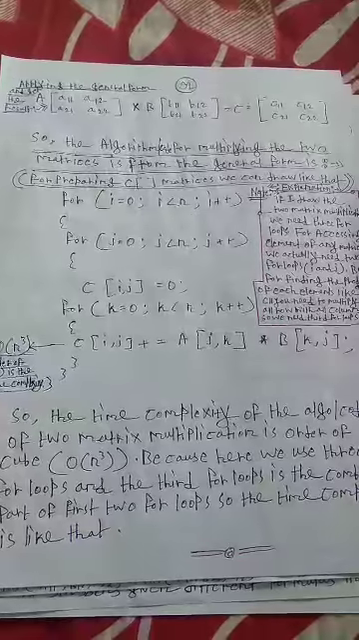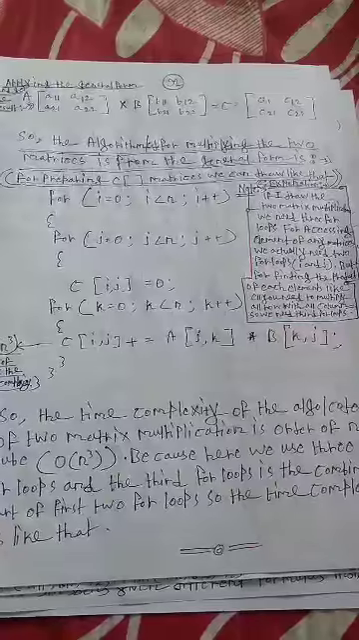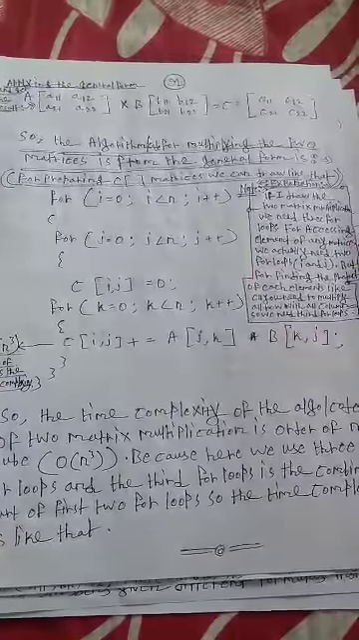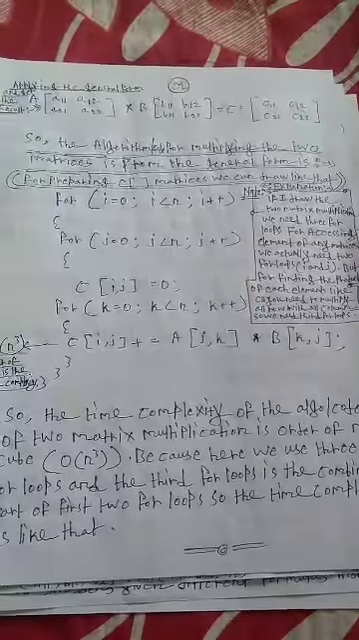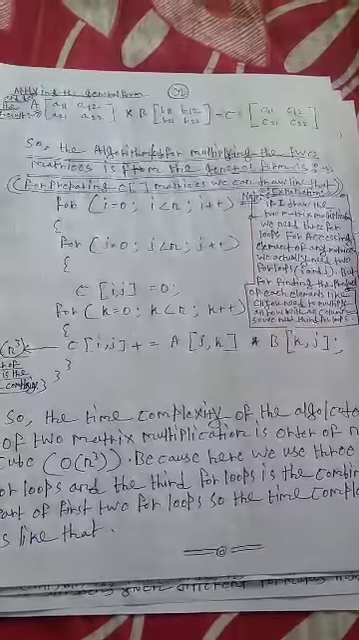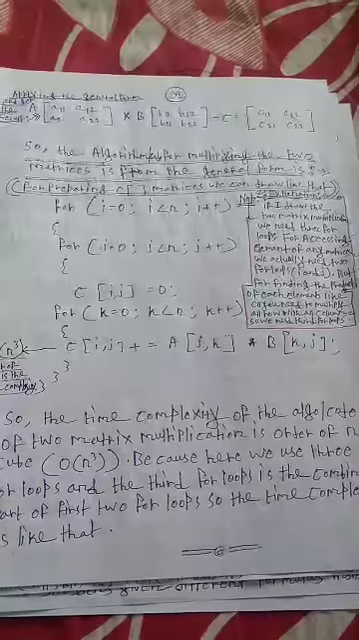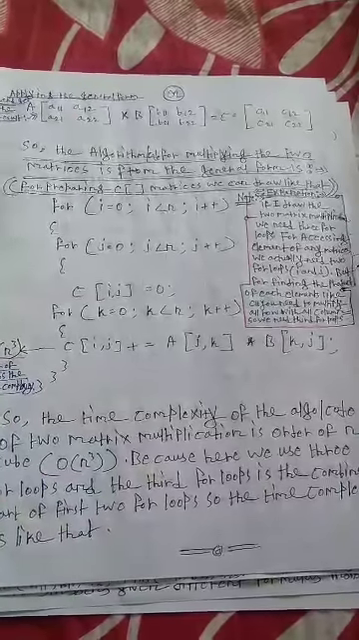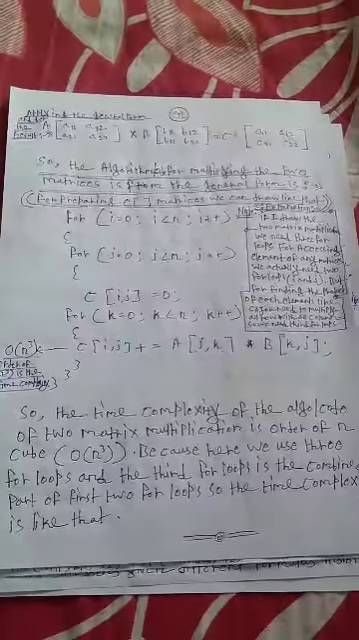So the algorithm for multiplying two matrices from the general form is as follows. For preparing the C matrix, three for loops will be taken. One starts from i equals 0, i less than n, i plus plus, and another is j equals 0, j less than n, j plus plus. Then we get Cij equals 0, and the last one is the third loop for the resultant part.